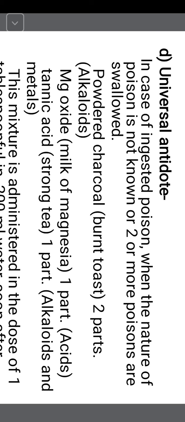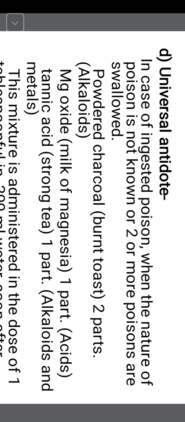Universal antidote is indicated in case of ingested poison, the poison which has been taken by mouth, only the poison which has been swallowed. In case of ingested poison, when the exact name or exact nature of the poison is not known, हमें पता नहीं ये patient ने कौन सा poison लिया है, या the patient has swallowed two or more poisons, एक से ज्यादा poison अगर उसने अलग अलग तरीके के एक से ज्यादा poison अगर खाए रहेंगे patient ने, तो you will have to go for universal antidote.